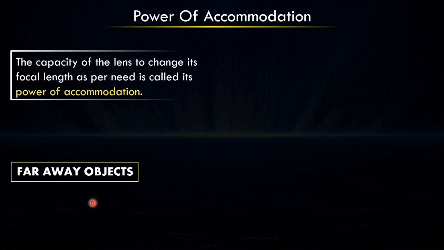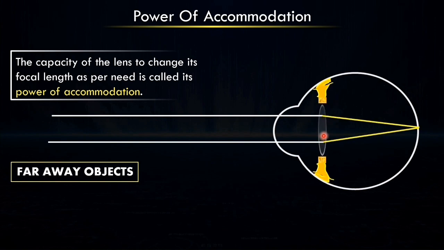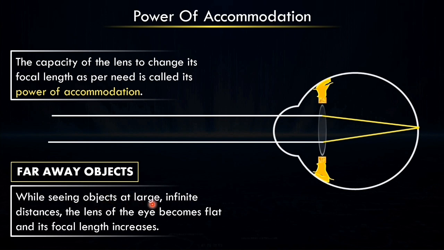So first case tut soa, jetia eta object durot thake, so he durot thoka object to jetia ami sabole try koru, tetia amar sokur lens khon flat hoi jay, as you can see here, right? So lens khon flat hoar karone focal length to increase hoy. So while seeing objects at large infinite distances, the lens of the eye becomes flat and its focal length increases. Clear everyone?